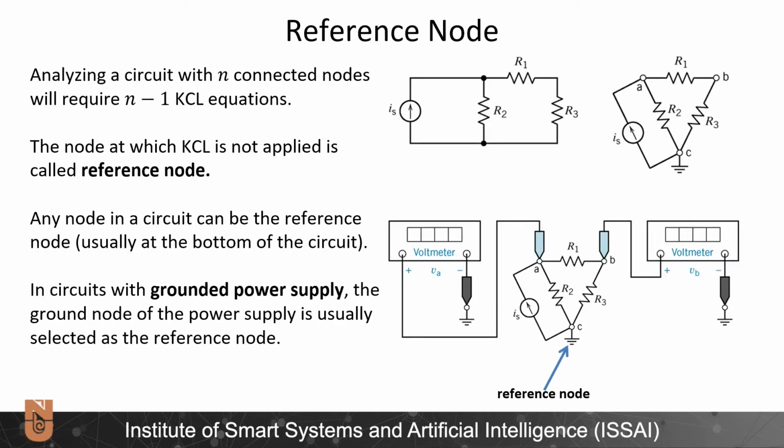Let us first introduce the concept of the reference node. Analyzing a circuit with n connected nodes will require n-1 KCL equations. We will not apply the KCL equation for the reference node. Any node in a circuit can be the reference node. Here, for instance, it is the node C, but it could have been node B or node A as well. However, in circuits with the grounded power supplies, the ground node of the power supply is usually selected as the reference node.